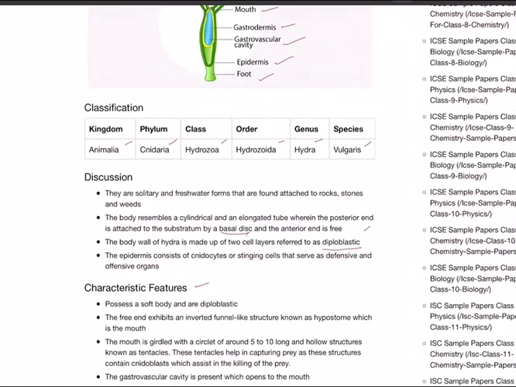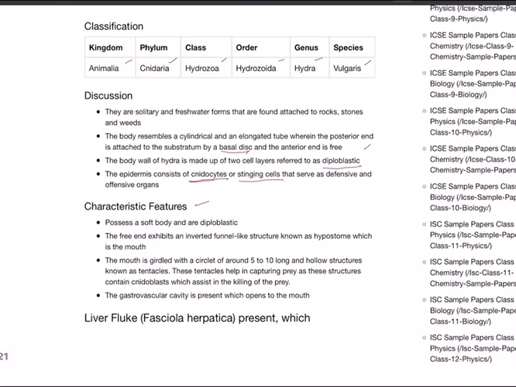The body wall of Hydra is made up of two cell layers, referred to as diploblastic. The epidermis consists of nidocytes or stinging cells that serve defensive as well as offensive purposes. Now, characteristic features. Hydra possess a soft body and are diploblastic, double layered. The free end exhibits an inverted funnel-like structure known as the hypostome, which is the mouth.